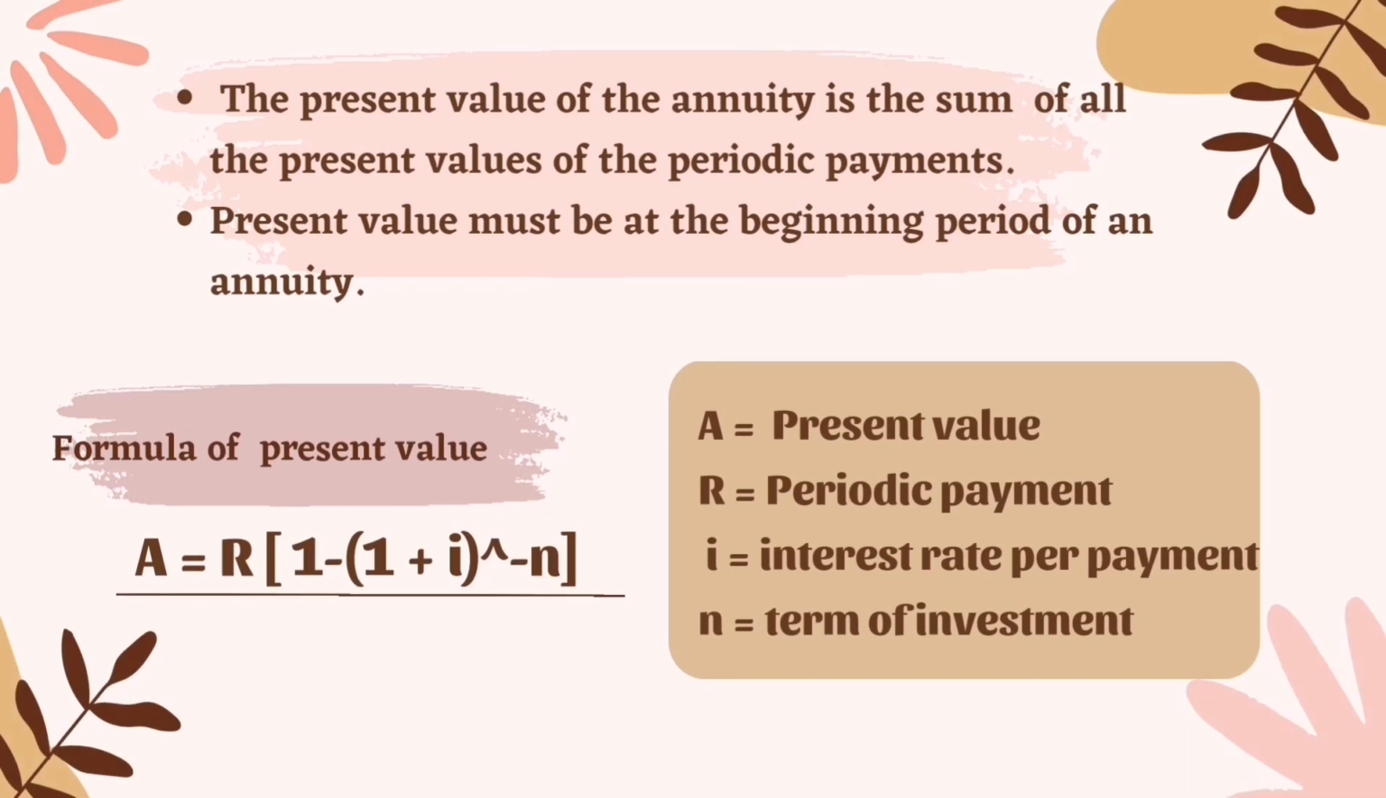Next, I'm going to explain about present value. The present value of an annuity is the sum of all the present values of the periodic payments. Present value must be at the beginning period of an annuity. The formula of present value is A equals R[1 − (1 + i)^−n]/i, where A equals the present value, R equals the periodic payment, i equals the interest rate per payment, and n equals the term of investment.